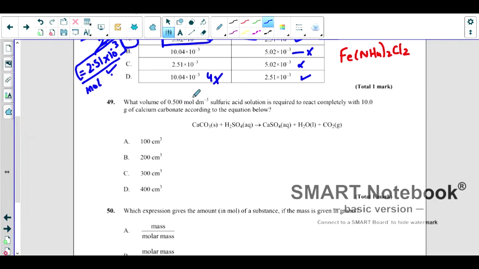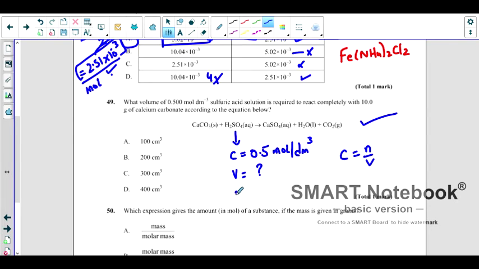What volume of 0.5 moles per decimeter cube of sulfuric acid solution is required to react completely with 10 gram of calcium carbonate according to the equation below? We are given an equation. We are asked for the volume, and the concentration is given, which is 0.5 mole per decimeter cube. We want to find the volume. So you know by now that the formula is C equals n over V.